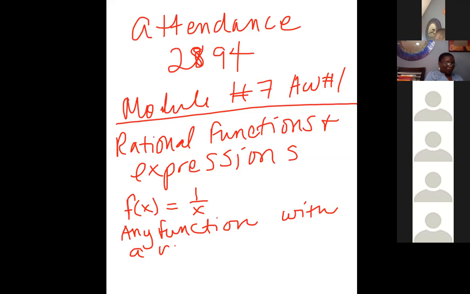All right, guys. So any function with a variable in the denominator.